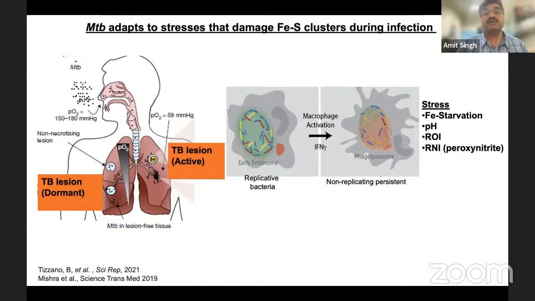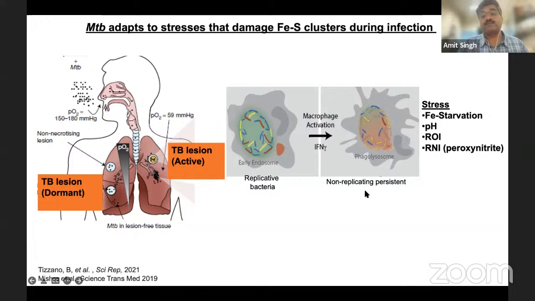of the most important reasons, that MTB, Mycobacterium tuberculosis, the causative agent of TB, actually encounters a lot of immune pressures and environmental stresses which are known to damage iron sulfur clusters. For example, oxygen. There's a gradient of oxygen in TB infected lungs, where at the lower lobe of your lungs you have tuberculosis in a dormant form in a closed cavity, and then you have active lesions in the upper lobe of the lung, and there is a differential oxygen pressure here. So you will see high oxygen pressure at the upper lobe of the lung, and there are chances that iron sulfur clusters might get damaged inside MTB.